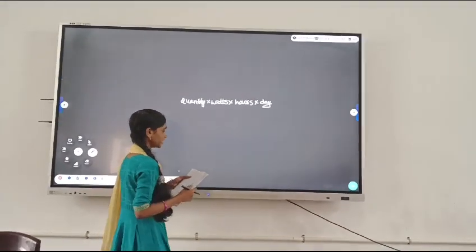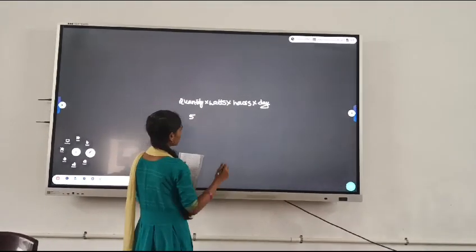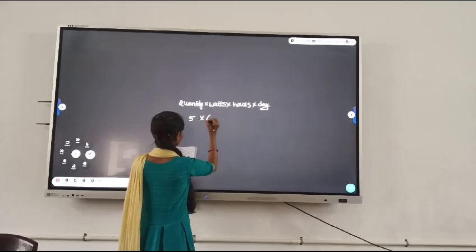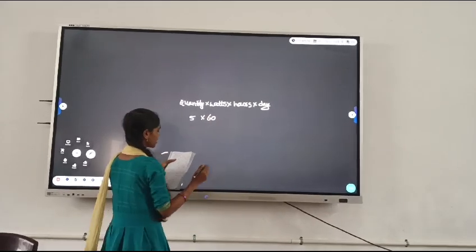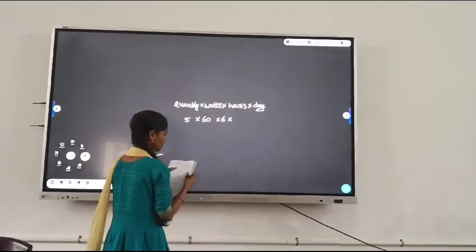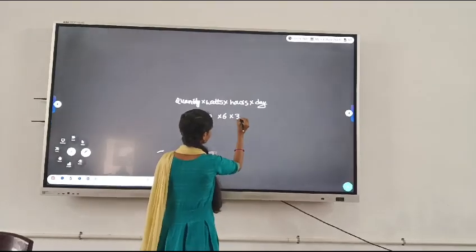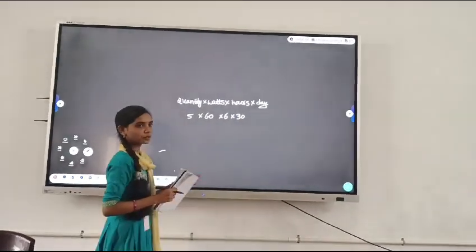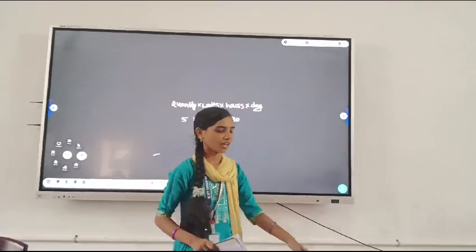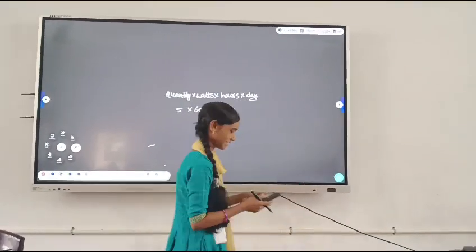Here the quantity is 5, and the watts are 60, and the hours are 6 hours, and the days are 30. So we have to multiply all of this. I am using the Casio to solve this part.